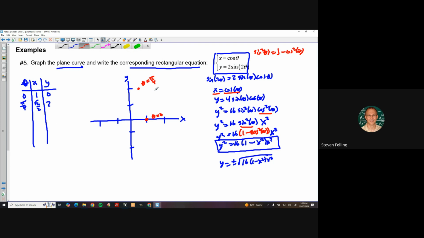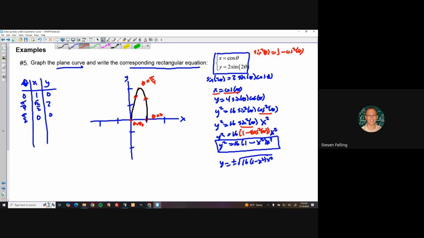Okay. Another convenient place would be pi over 2. So cosine of pi over 2 is 0. And if I double that, that would be pi. Sine of pi is 0, so this would also be 0. So that means we're at (0, 0) at theta is pi over 2. And that suggests that the path looks kind of like this, in this direction.